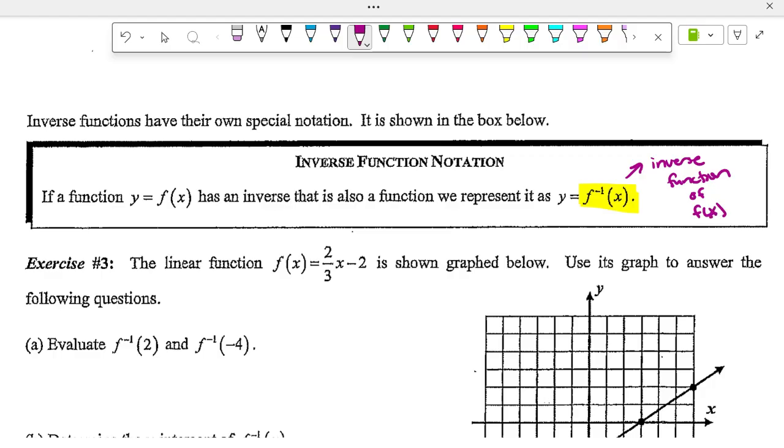Now, does anyone have an idea why they use a -1 in the exponent? Kind of. So, this goes back to exponent rules, which you guys learned back in Math 1. Does anyone remember what a negative exponent does? What are you supposed to do with a negative exponent? Right. So, in other words, you flip-flop its position in the denominator.